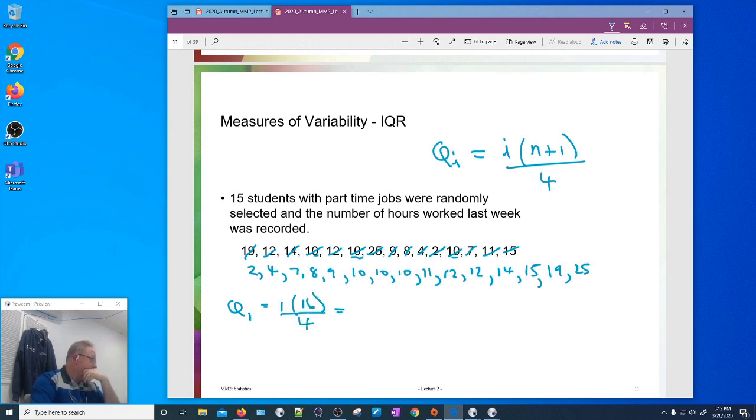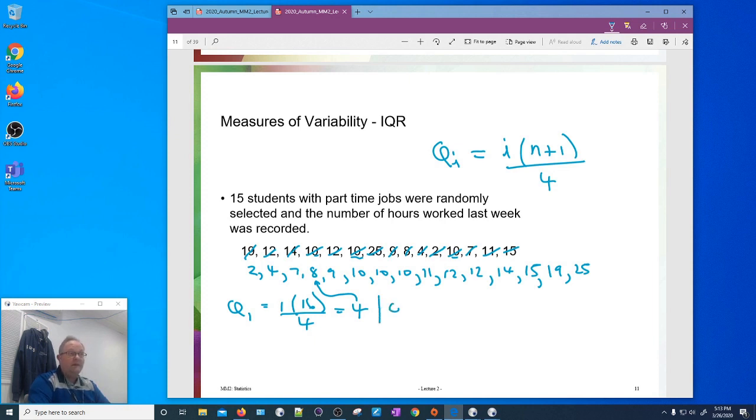So that's 4. Now what's that mean? It means the 4th position. So we've got to step along: 1, 2, 3, 4. So the 4th, Q1, is the number 8. Okay, so we need to be careful of that.